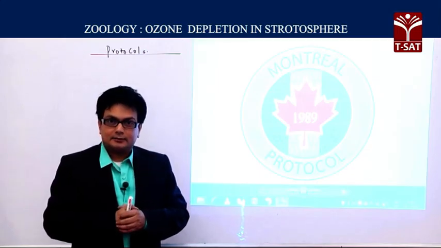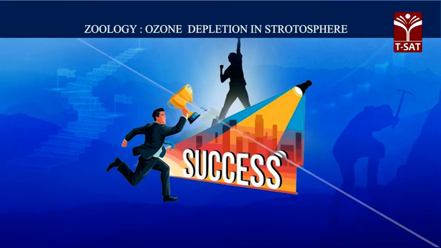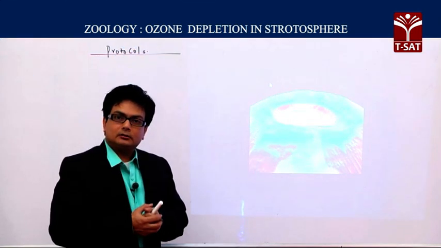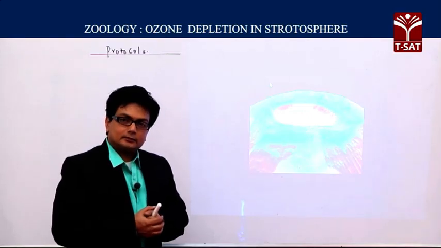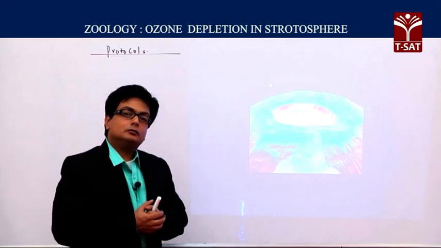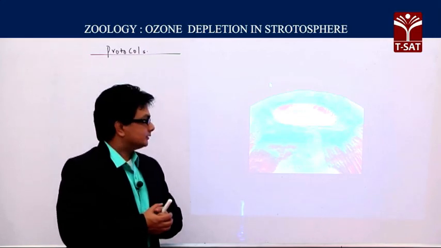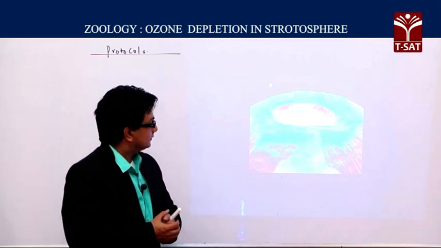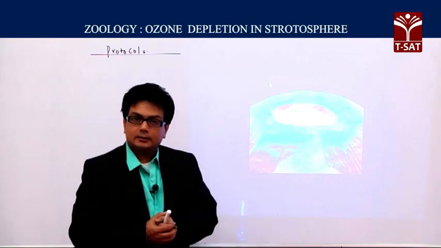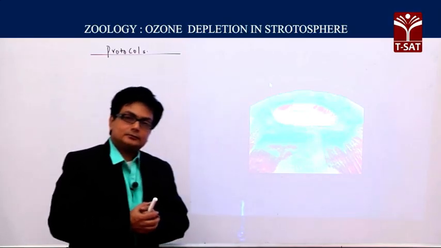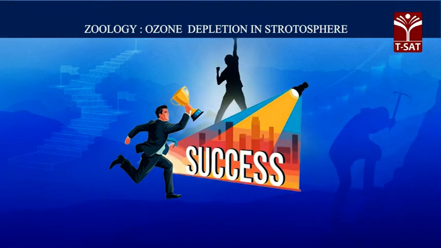Let's see the picture where we can understand the ozone hole. Look at this picture, which makes us understand how there is ozone hole formation at this area, the Antarctica, especially during the August to October.